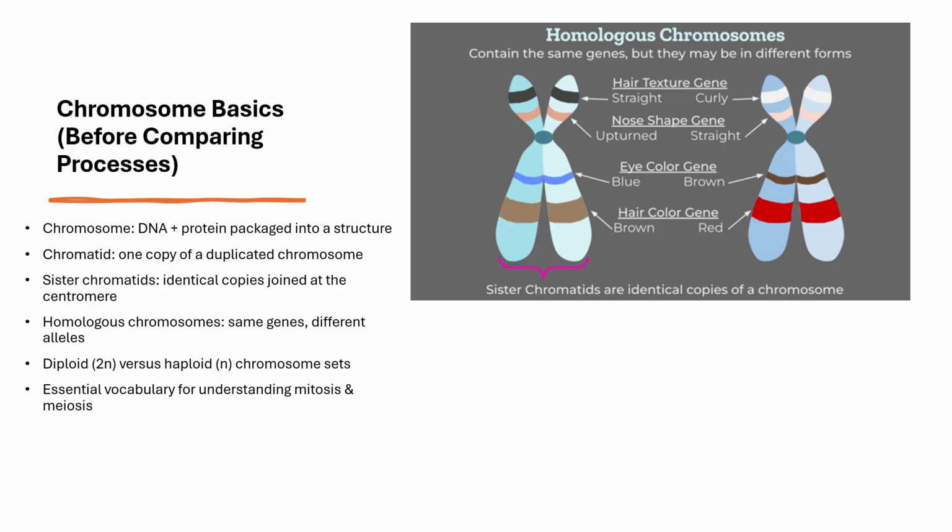Homologous chromosomes, on the other hand, are a pair of chromosomes you get from your parents, same genes, but not necessarily the same versions of those genes. Distinguishing between sister chromatids and homologous chromosomes is critical when comparing mitosis and meiosis. Once these definitions are clear, the two processes make much more sense, and diagrams stop looking like abstract noodle art.